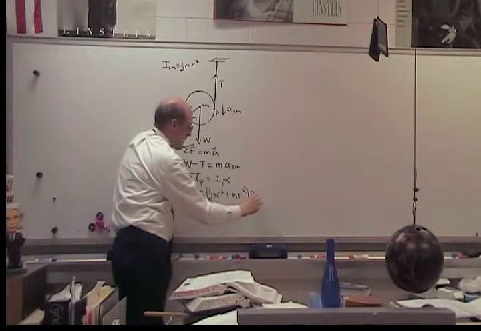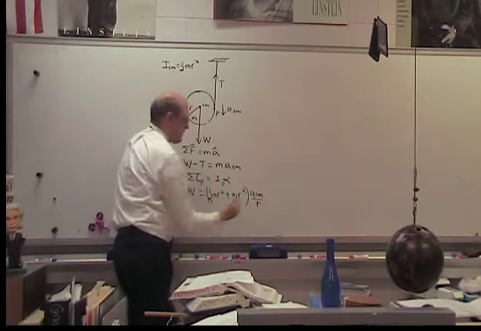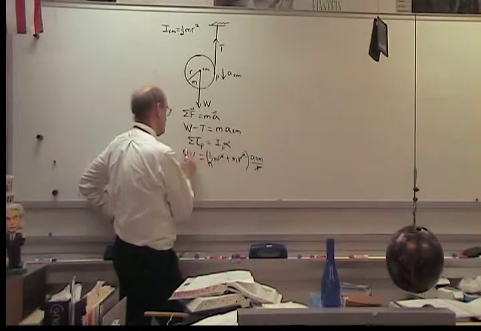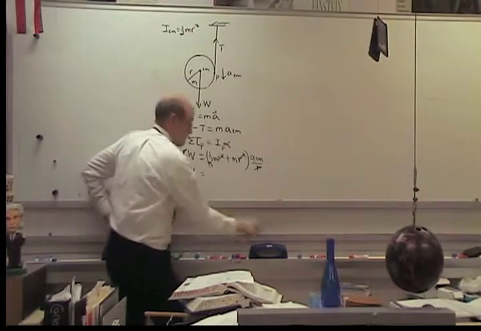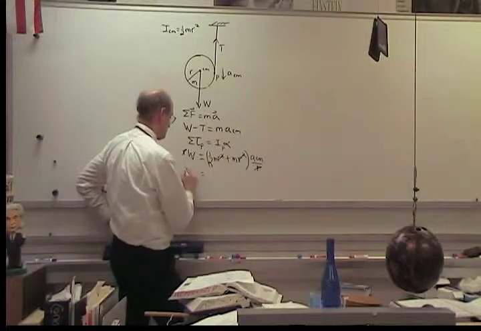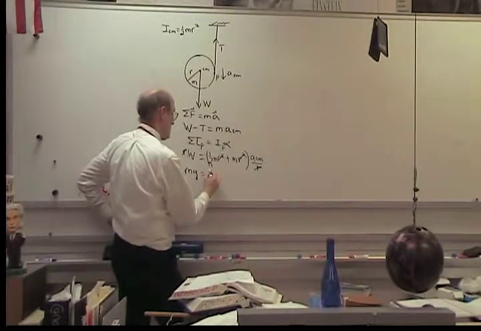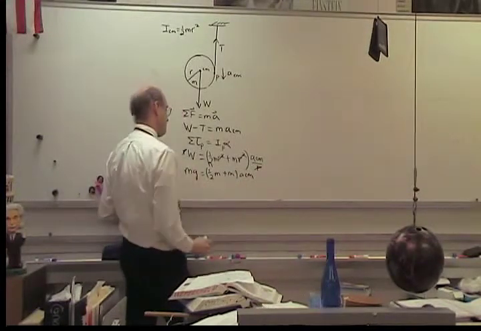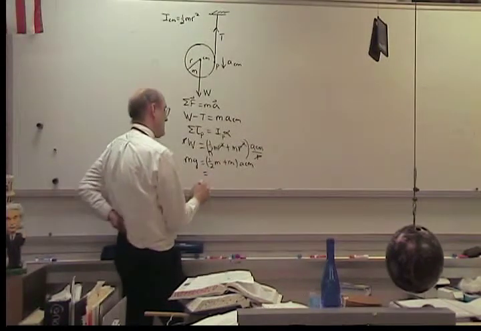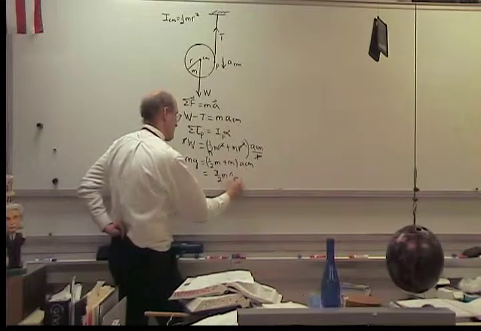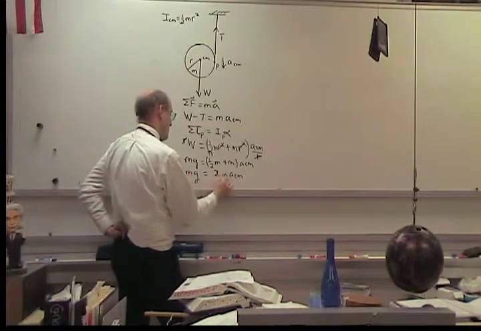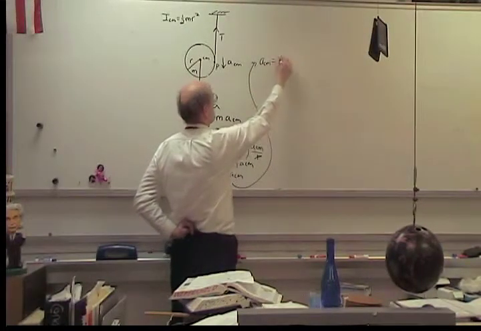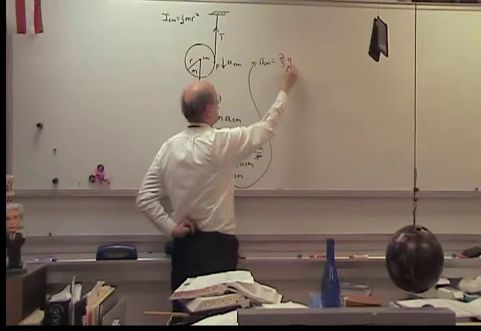And then alpha would be a_CM over R. As you can see, the R's cancel. So we have that the weight, which is mg, is equal to 1/2 m plus m, that quantity times a_CM. And 1/2 m plus m is 3/2 m. Mass cancels, so we see that the acceleration of the center of mass is going to be equal to 2/3 g.